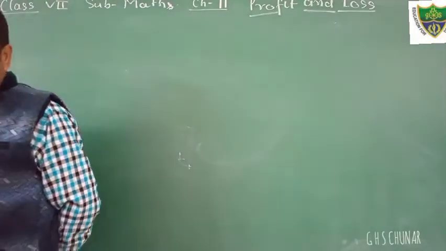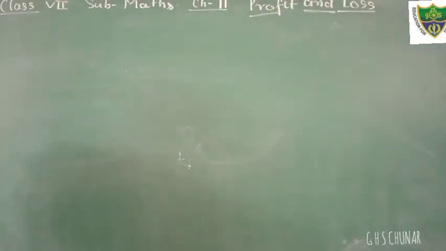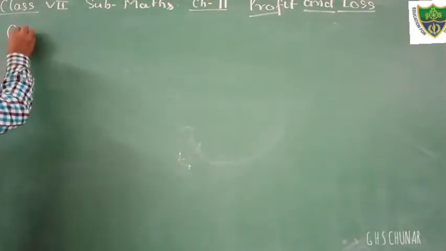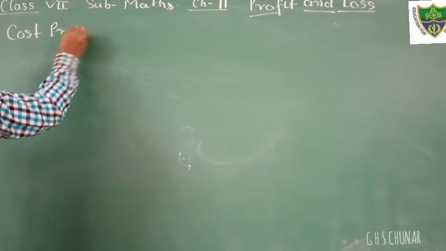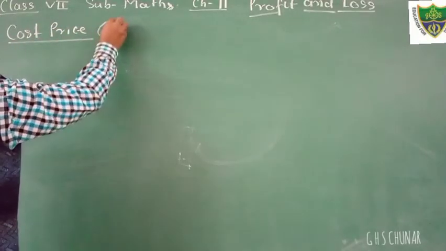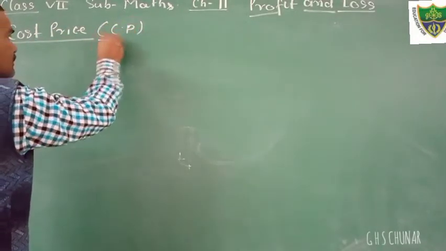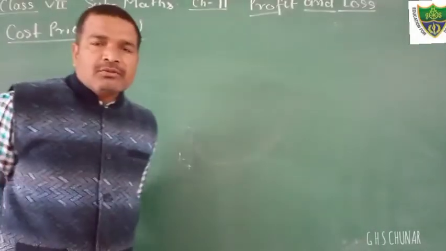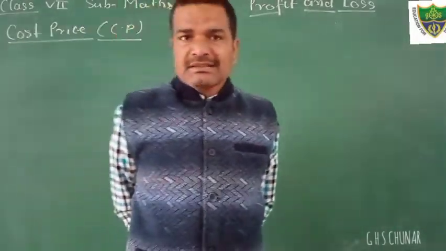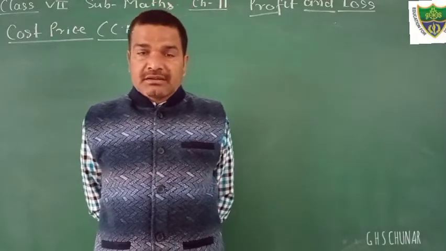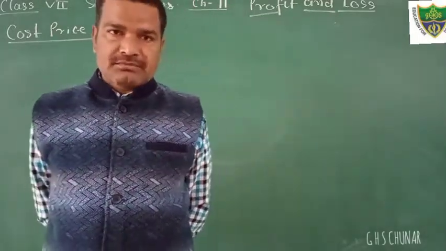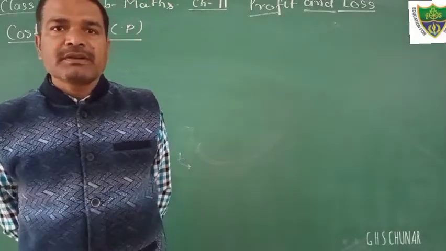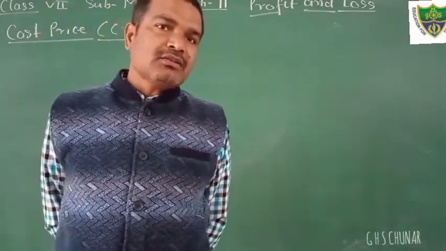So the first definition is the cost price. What is the cost price? It is abbreviated as CP. It is denoted by CP. What is the cost price? When you go to the market and purchase some item, you pay some rupees for that item. That is the cost price.